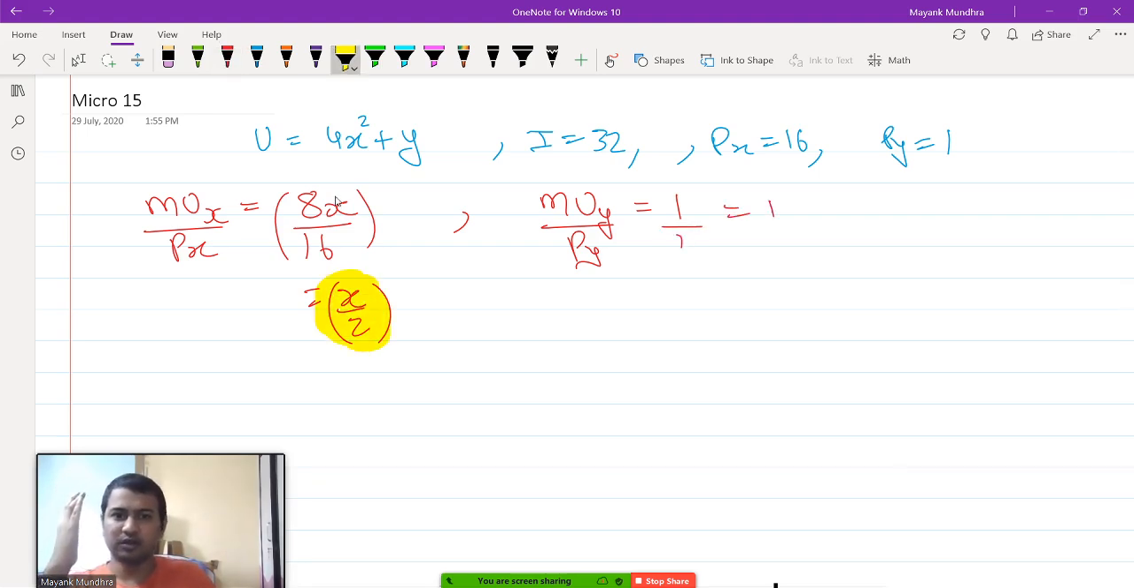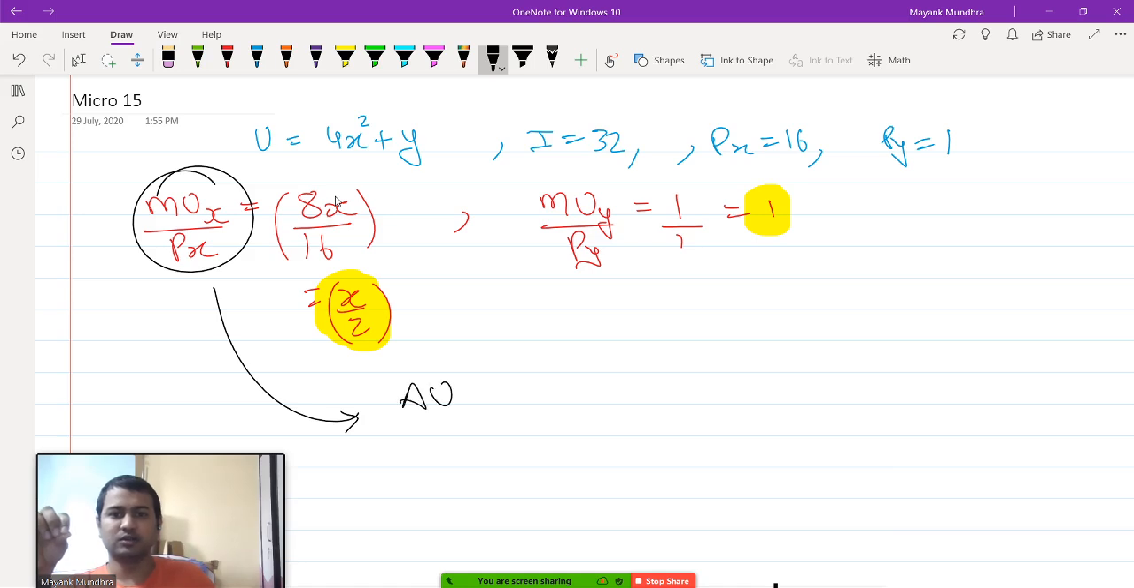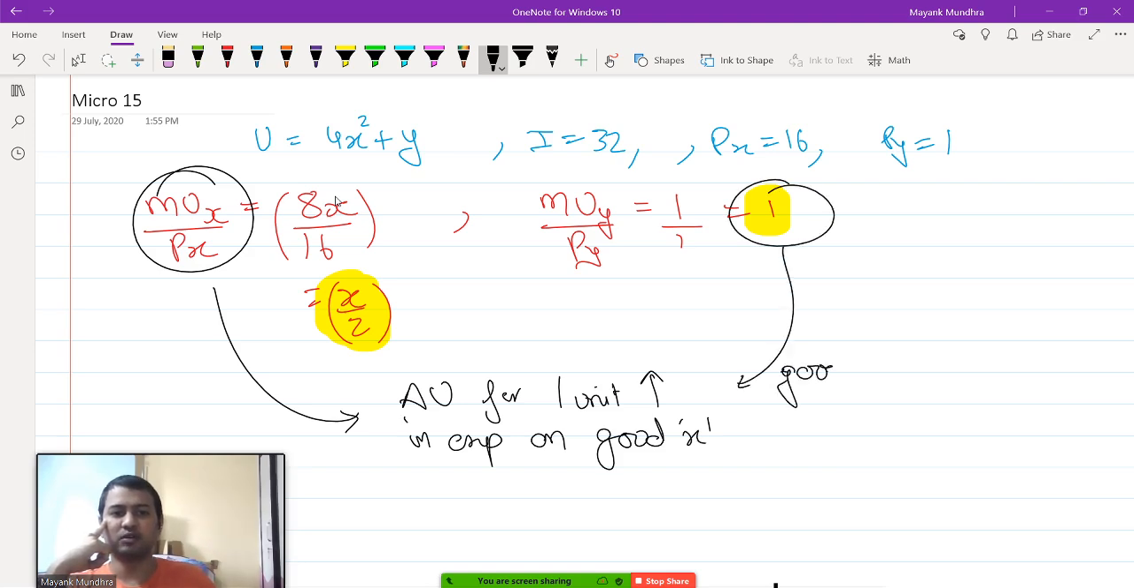Now what is marginal utility upon price? It tells me the change in utility for 1 unit increase in expenditure on good X. So if I am consuming some x by 2 units of good X, the increase in utility, if I increase my expenditure on good X by 1 rupee, will be x by 2. And similarly, the same thing for good Y.